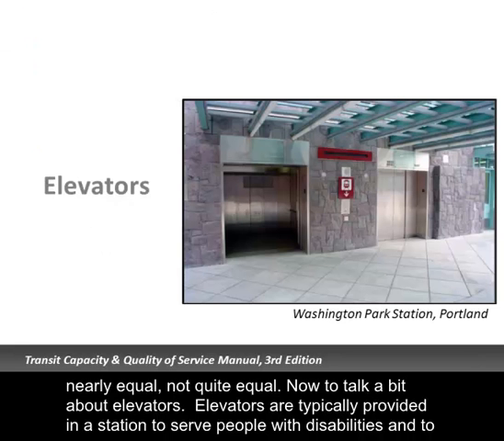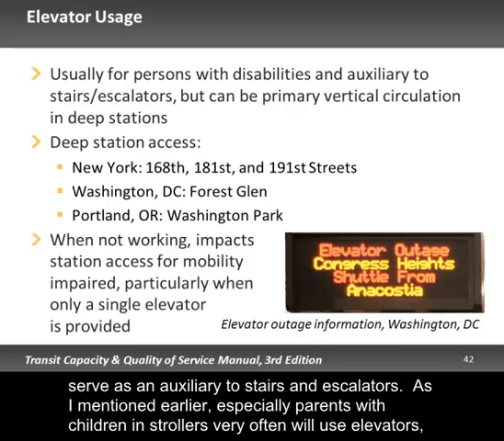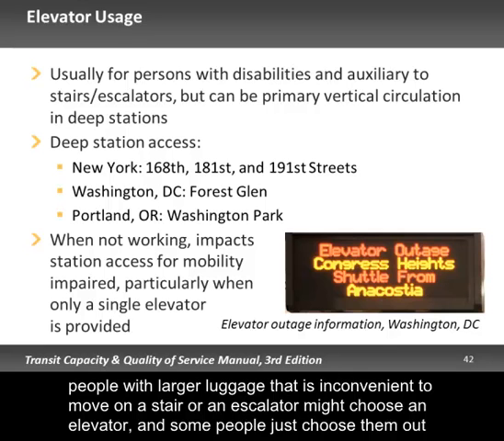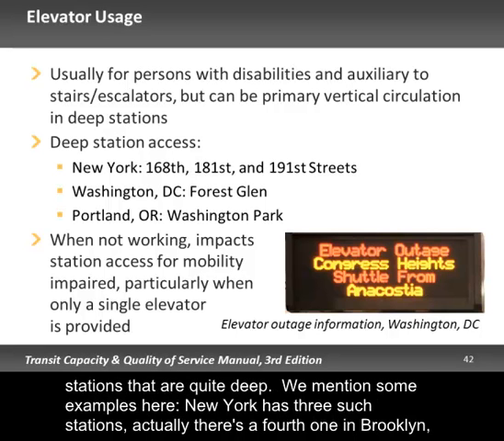Now to talk a bit about elevators. Elevators are typically provided in a station to serve people with disabilities and to serve as an auxiliary to stairs and escalators. As I mentioned earlier, especially parents with children in strollers very often will use elevators. People with larger luggage that is inconvenient to move on a stair or an escalator might choose an elevator. And some people just choose them out of preference if they're available and the wait isn't too long. In some cases, though, they can be a primary vertical circulation method, especially in stations that are quite deep. We mentioned some examples here.